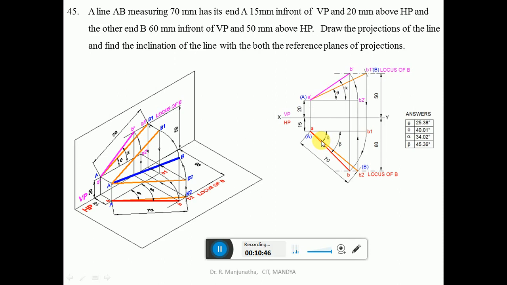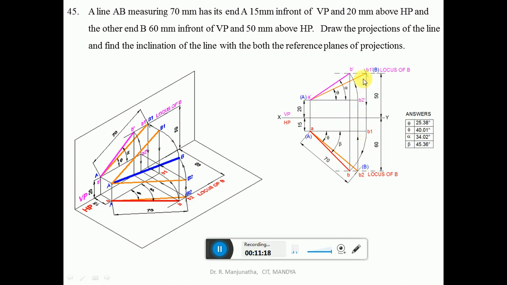Now we are going to find out the apparent inclination in the top view. To find out the top view, first we have to look at the front view. You take the front view true length. We know that A dash B1 dash is the true length in VP. Obviously that line has to be parallel to VP. So A is in front of VP by 15 mm, so B1 should also be in front of VP by 15 mm.